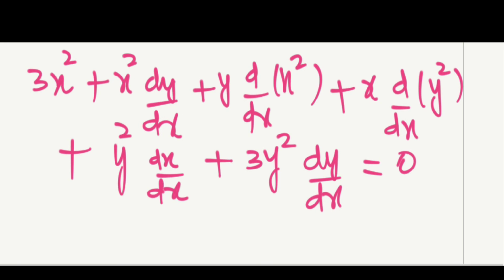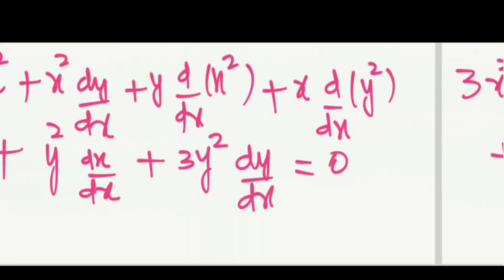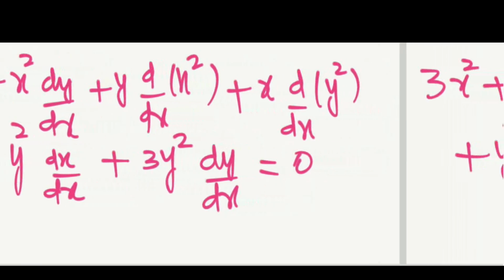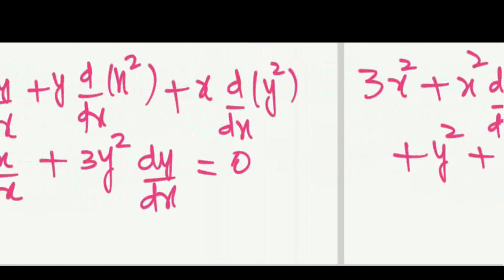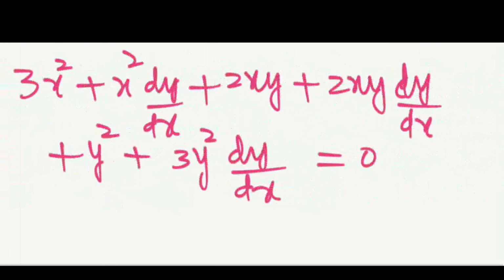So on further solving, we get 3x square plus x square dy upon dx plus 2xy plus 2xy dy by dx plus y square plus 3y square into dy by dx equals 0.